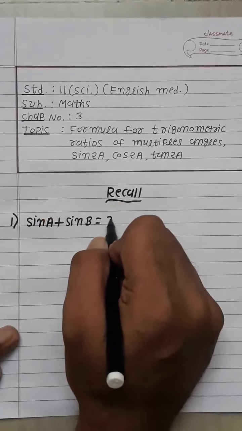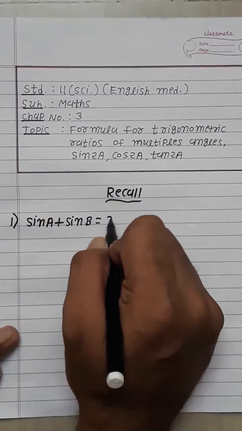Second formula, sin A minus sin B is equal to 2 times cos of (A plus B divided by 2) into sin of (A minus B divided by 2). Short form: s minus s is equal to 2cs.